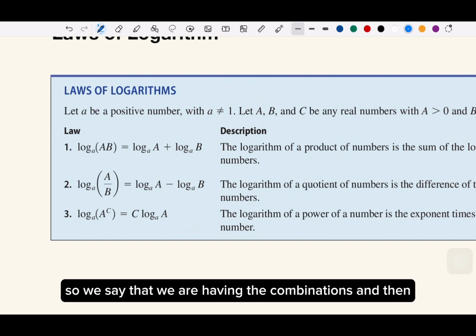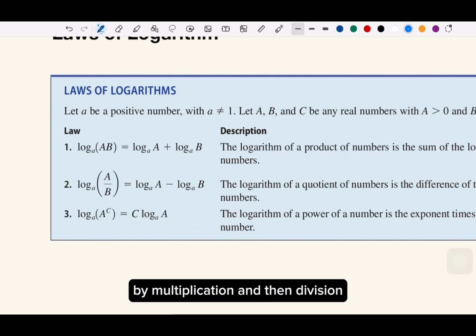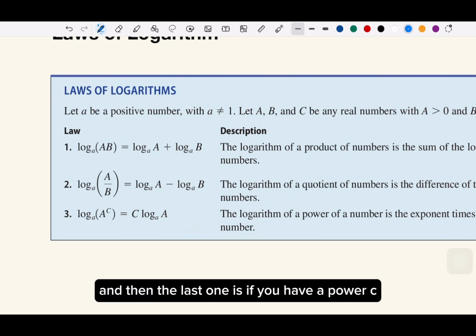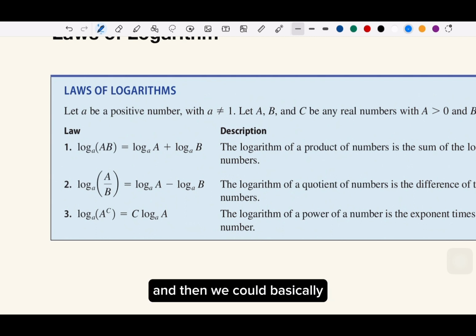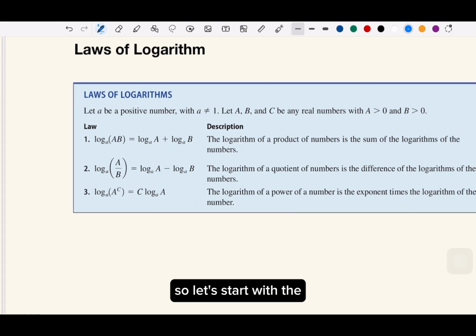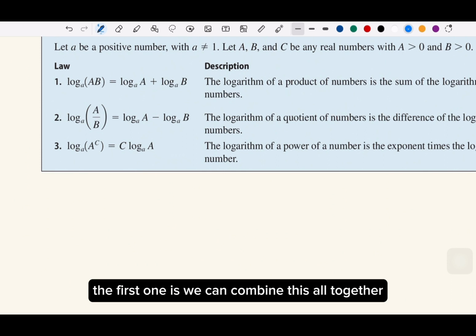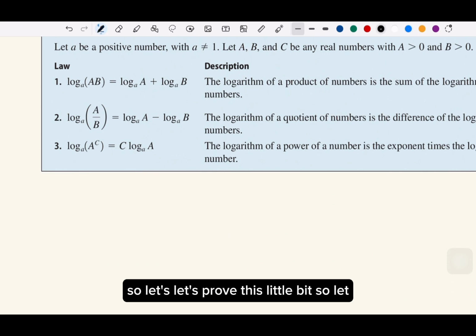Okay, so we say that we are having the combinations, and then multiplication, and then division, and the last one is if we have a power c, then we could basically get the c down and put it in the front. Okay, so let's start with the first one. We can combine this all together. So let's prove this a little bit.